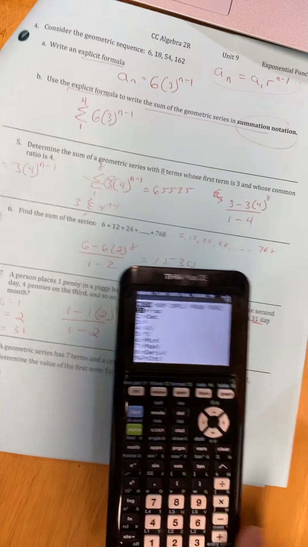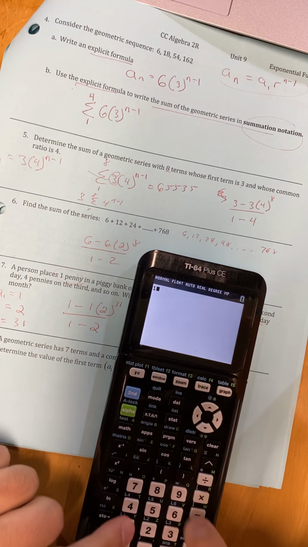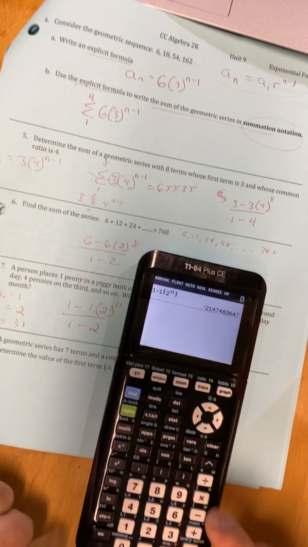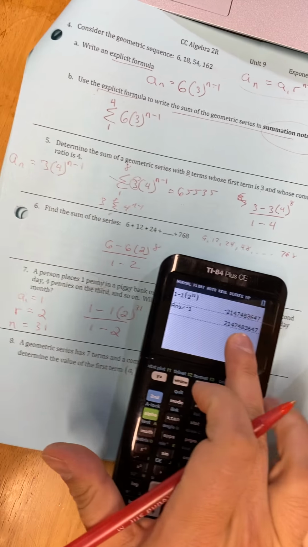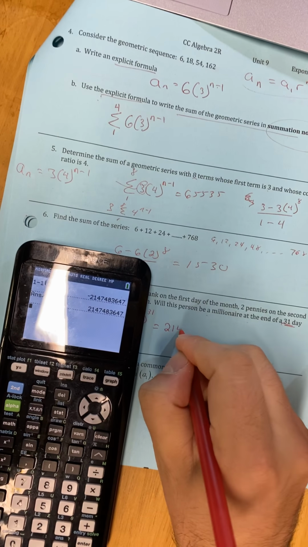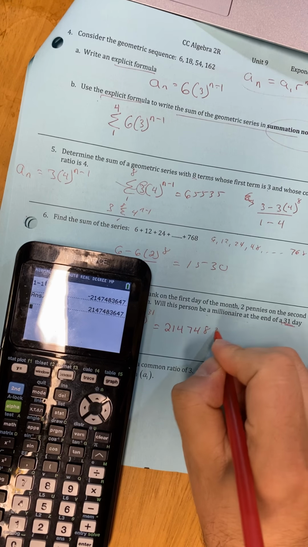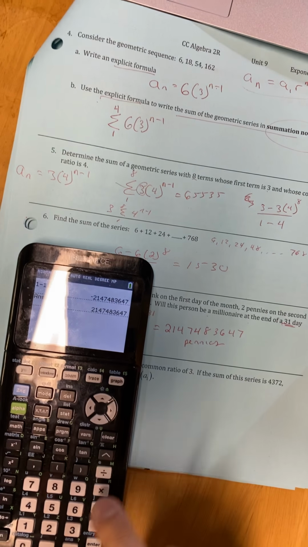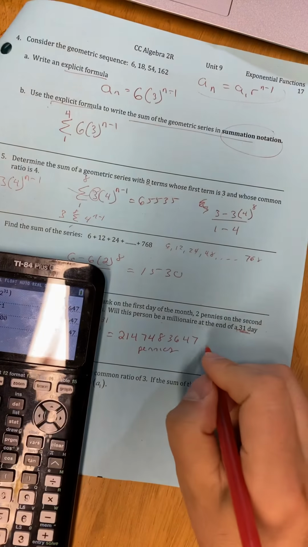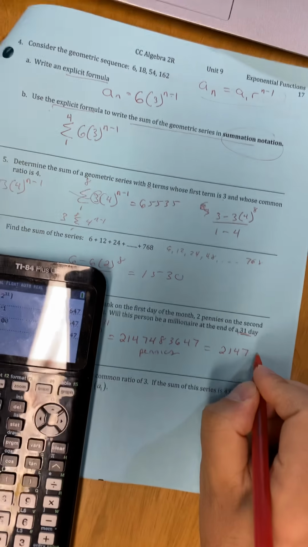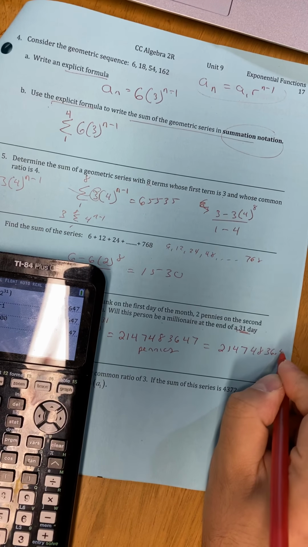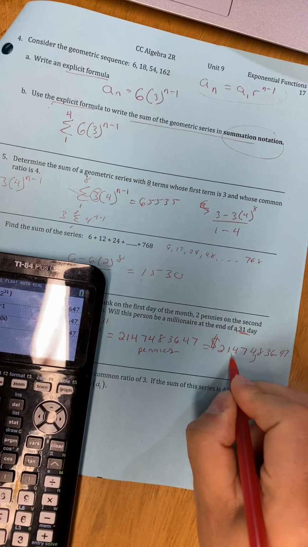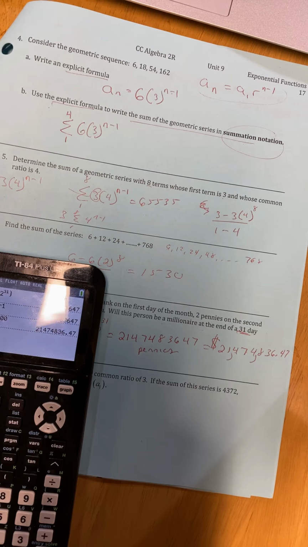Will you be a millionaire? No, you're just dealing with pennies. How could you possibly be a millionaire? It's impossible. Well, this is how many pennies I have. So 100 pennies is $1. So let's divide that by 100. And whoa, 21,474,836.47 dollars. Not bad. 21 million. Save your pennies.